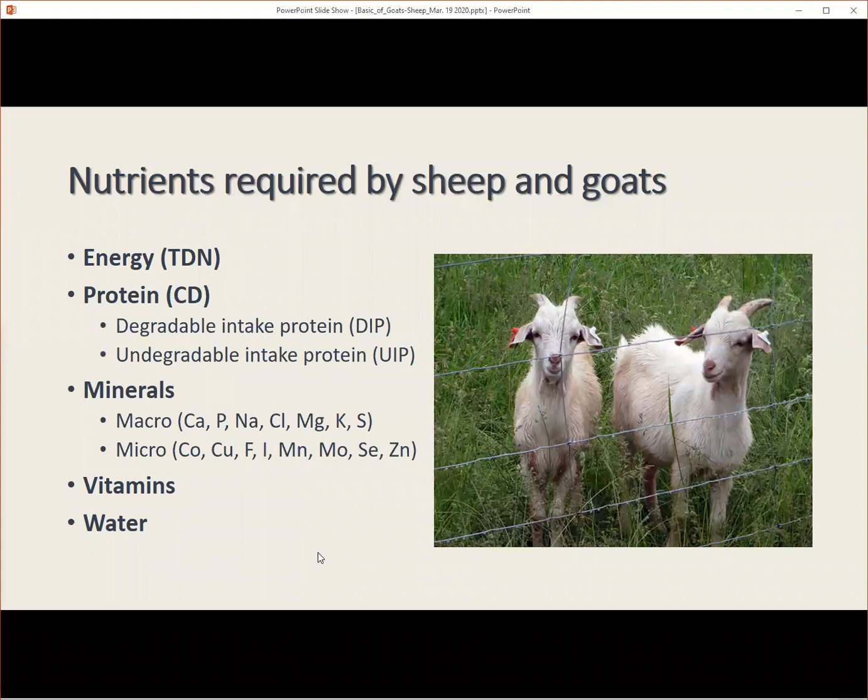So nutrient requirements, of course, we need energy, protein, minerals, vitamins, and water. And as James already mentioned, feed, other than our initial cost for our fencing, is the biggest cost we have when we raise animals. And that's the beauty of having small ruminants, sheep and goats, because they're very efficient users of forage, and we can feed them if we do it right.